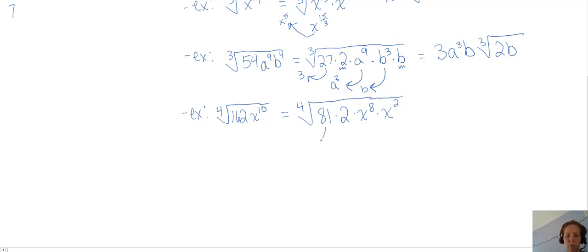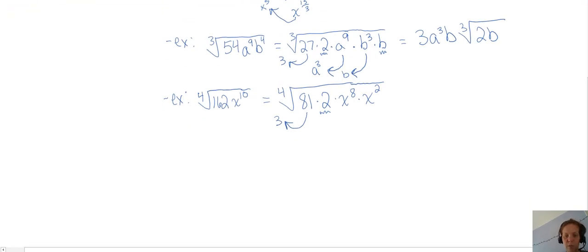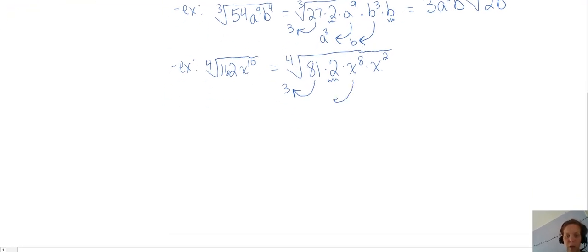So the 4th root of 81 is 3. I'm going to leave that 2 inside. The 4th root of x to the 8th will be, sorry, x to the 8th, because I would be doing 8 divided by 4, so x squared comes out, and this x squared stays in. So the 3 and the x squared came out, and I'm left with 4th root of 2x squared staying in the radical.